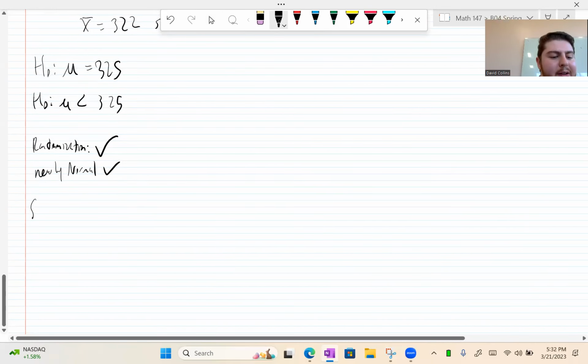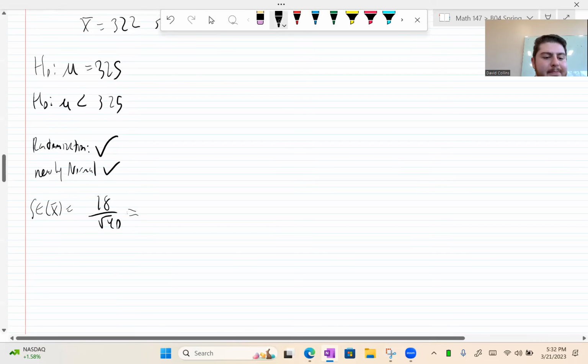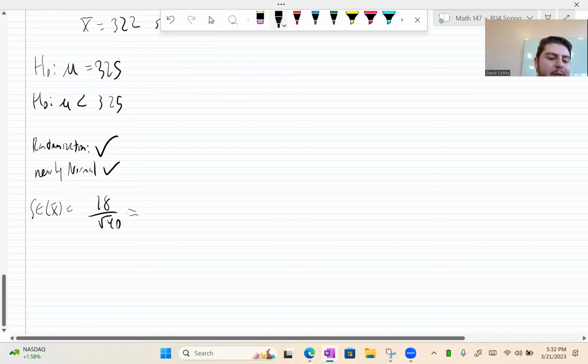Then we gotta do some math. Standard error is our sample standard deviation of 18 over square root of 40. Someone tell me what that is. The standard error is always going to be less than the standard deviation, which is good. 2.85.